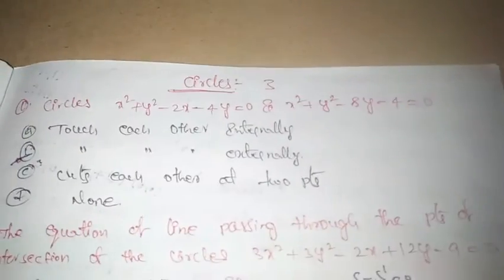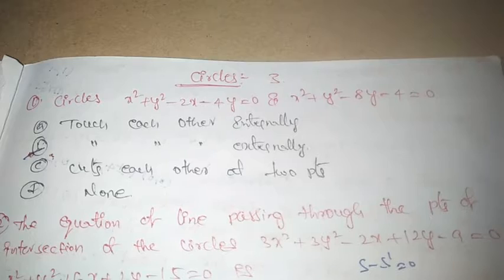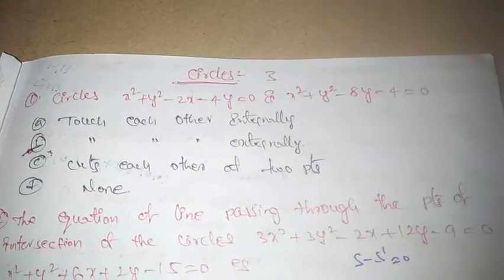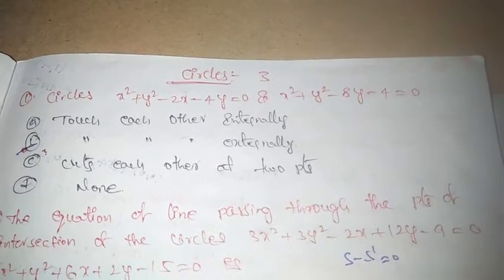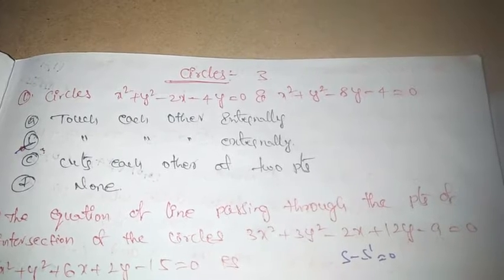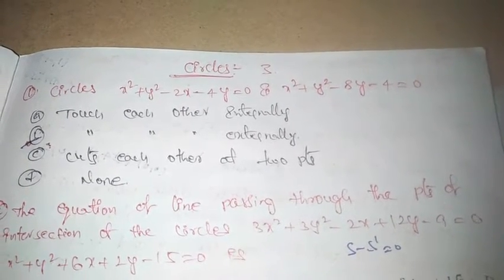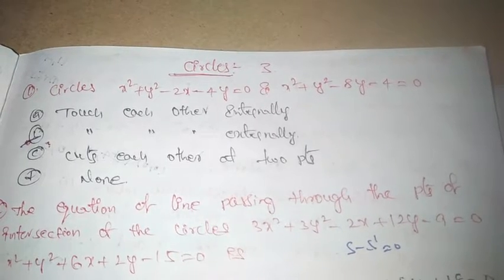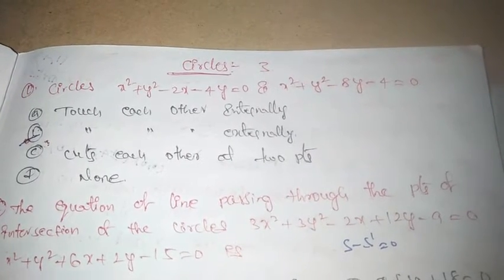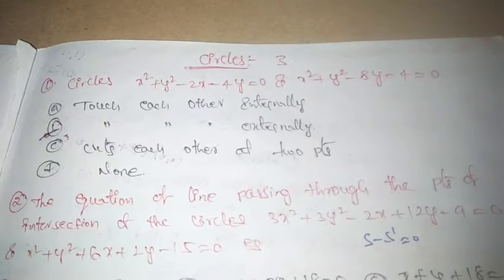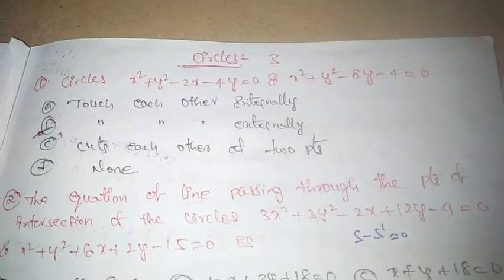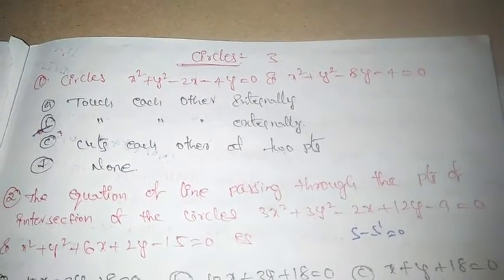Now the first question is: given the circles x² + y² − 2x − 4y = 0 and x² + y² − 8y − 4 = 0. They are given two circles. Do the circles touch each other externally, or touch internally, or cut each other, or D, none of these?